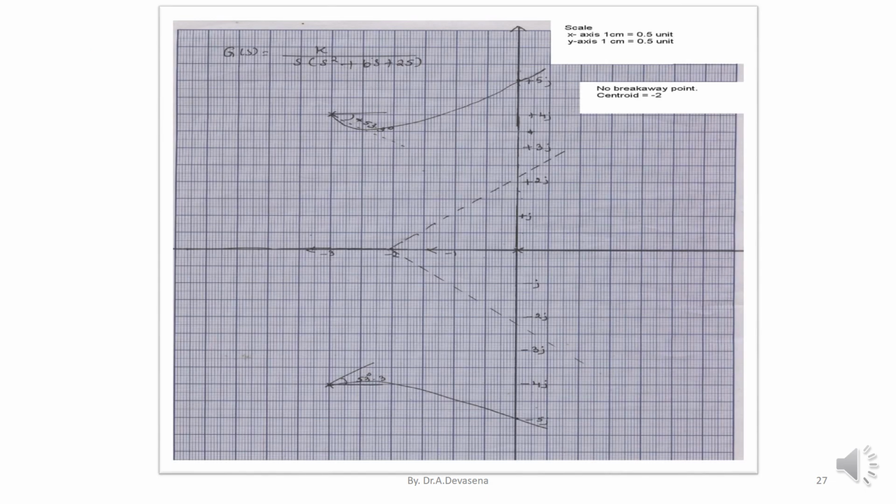The complete root locus is provided below. In this problem, we have the centroid at minus 2 and there is no breakaway point. The angle of departure is minus 53.13 degree.